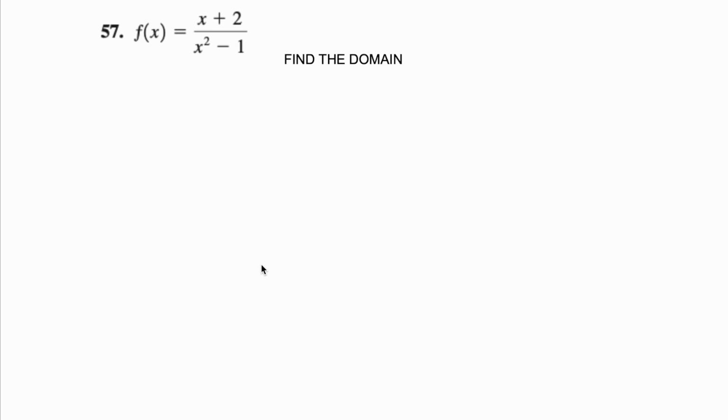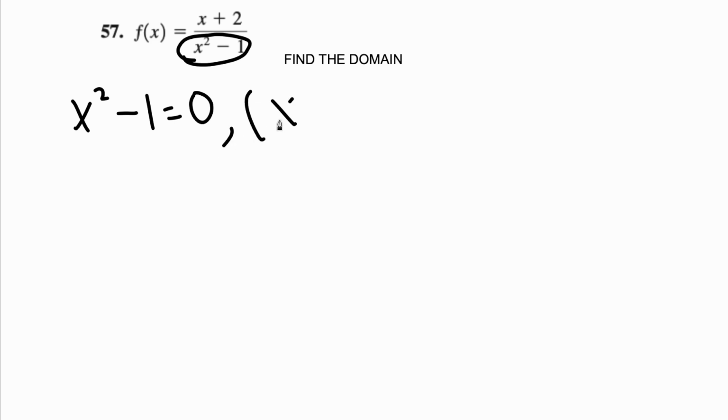Let's understand the function. The function is a rational function, meaning it involves a fraction with polynomials in both the numerator and the denominator. First, let's identify the restrictions for a rational function. The domain is all real numbers, except where the denominator is 0, since division by 0 is undefined. So that means we have to find out where x squared minus 1 would equal 0. Let's factor this out. So it'd be x minus 1 times x plus 1 equals 0.